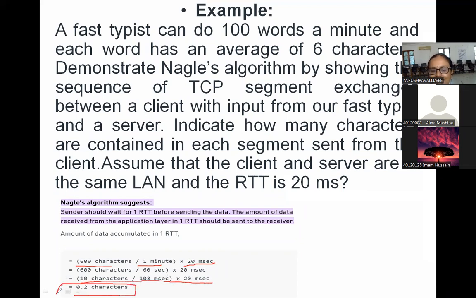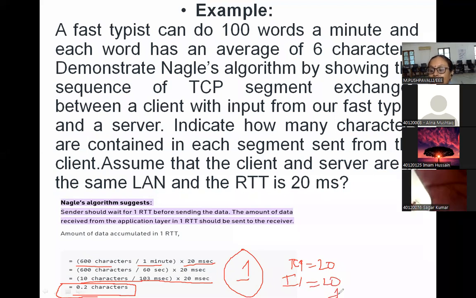0.2 character. Is there any use of sending 0.2 character? Because I have to send at least 1 character. You all know my TCP header length is 20 bytes. My IP header is 20 bytes, and totally 40 bytes, and sending 1 byte now, it is completely a waste. So you see here you are sending 0.2 character. That's why, while we are speaking about this, this is the way they will calculate the time period.